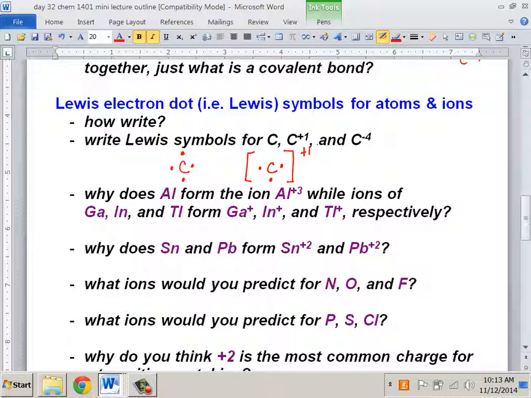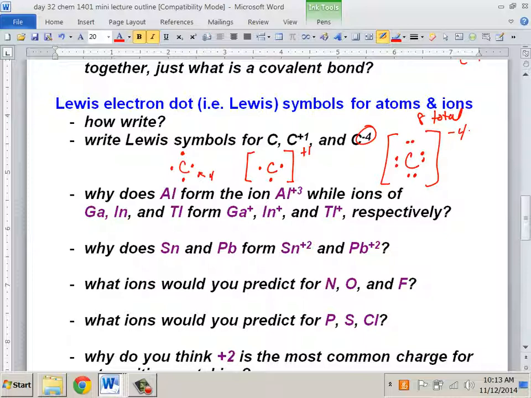Okay, how about carbide? C -4. Carbon with 7... 2, 4... oh, not 6. 8. Yeah, because it had 4, but you need 4 extra, so you need 8 total. So 2, 4, 6, 8. Then don't forget the brackets. So -4. Right. So carbon is supposed to form the ion carbide because then it has the noble gas electron configuration of neon. So it makes it really nice and stable.